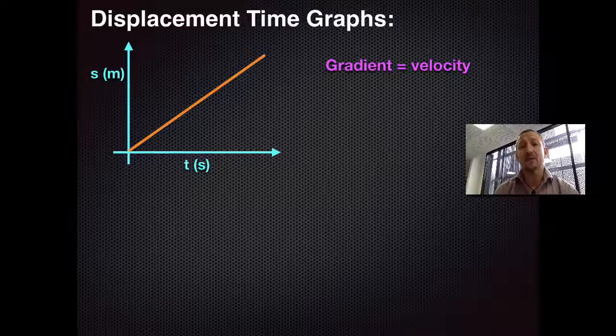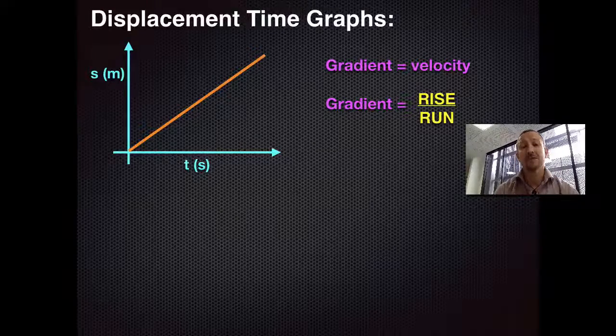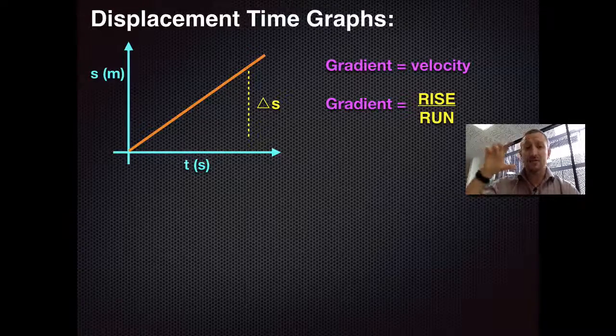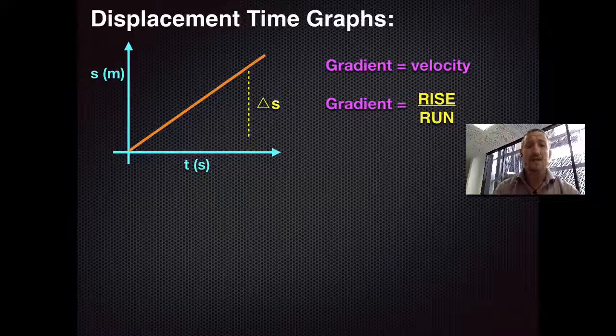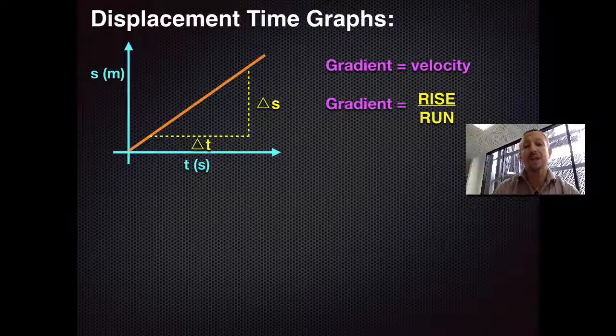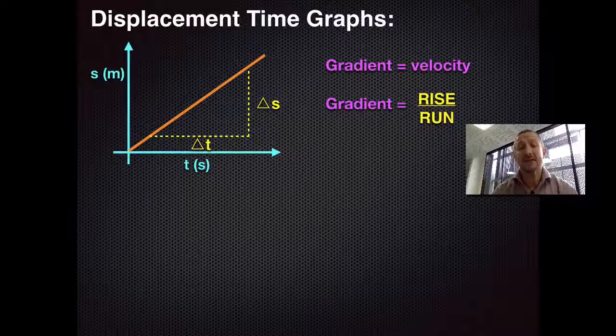Now the gradient for a displacement time graph will give me the velocity. That's how steep the line is. Now the gradient can be calculated by the rise over the run. The rise over the run is basically the change in distance of the y-axis divided by the change of the x-axis, or delta s over delta t. Now those of you going on to Math C will be looking at calculus. Calculus basically looks at the change in y over the change in x in a very simplistic term. So you can incorporate some of your calculus into this rate of change which is occurring.